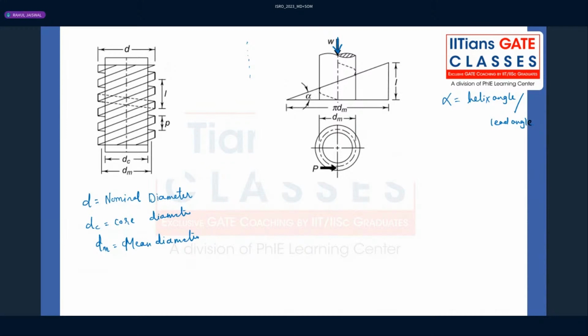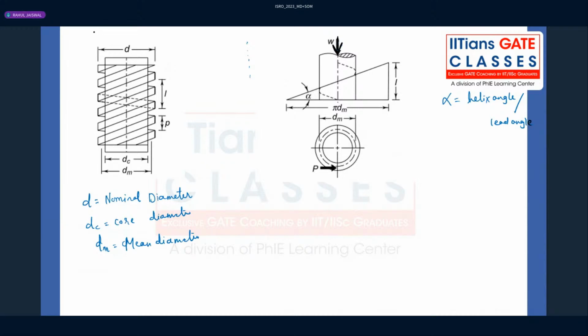Now, whatever load we are applying, see that we are applying the load perpendicular to the weight which is acting. The weight is acting downward. We are applying the load tangentially, right? So that we can lift it. Now, if you want to calculate how much load is required to lift by using this screw jack, then what will be the free body diagram?